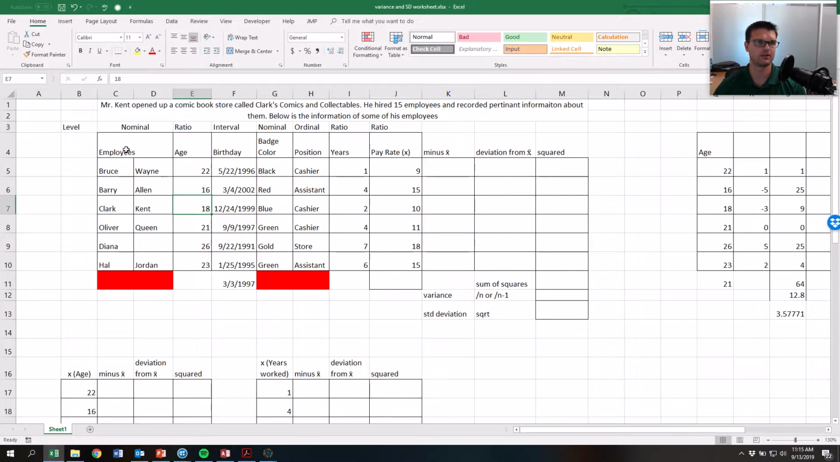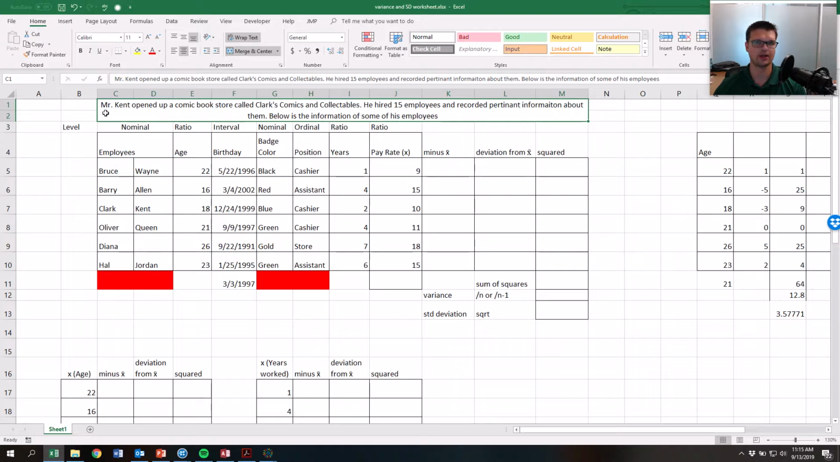So first of all, I told you all in class, whenever I give you something in class, whenever I give you a question on the exam, I'm always going to make sure that you know whether or not it is a sample or a population. And once again, a sample is going to give you statistics. Population is going to give you parameter.